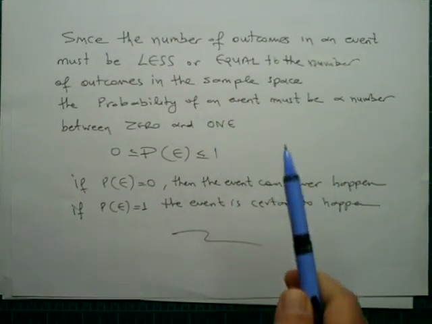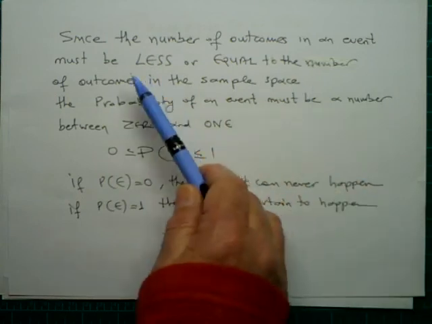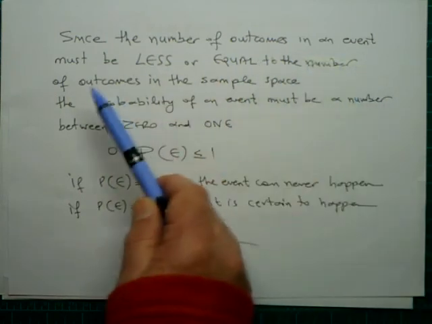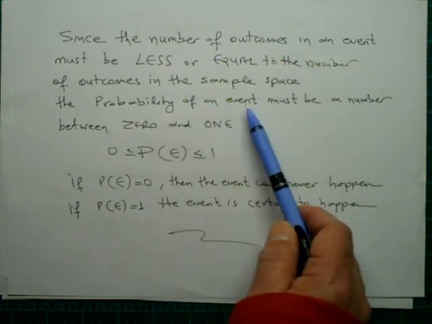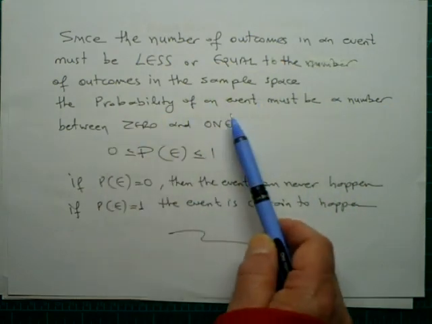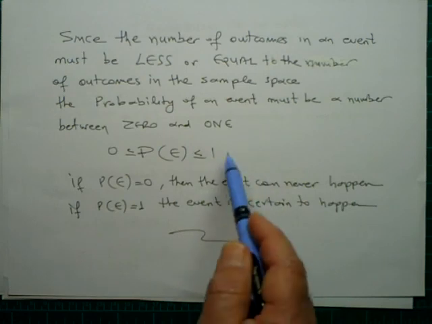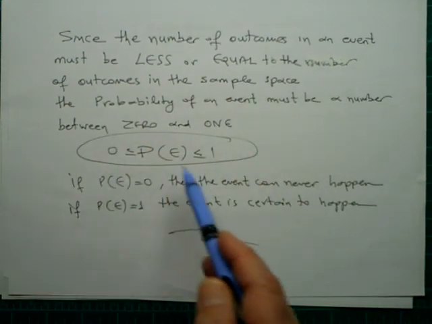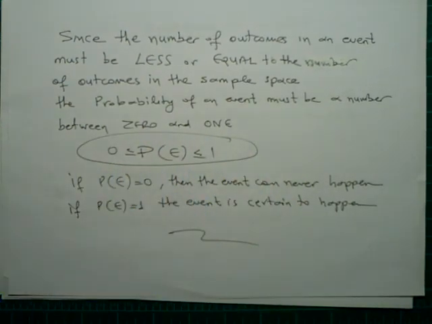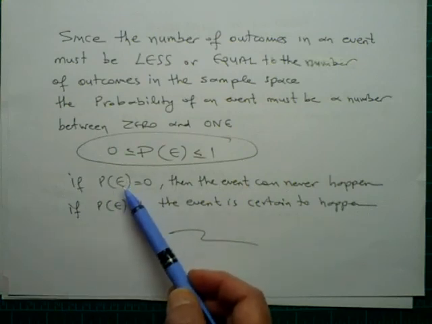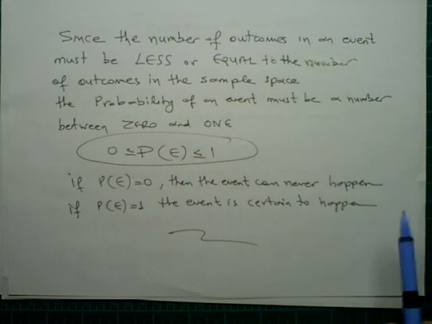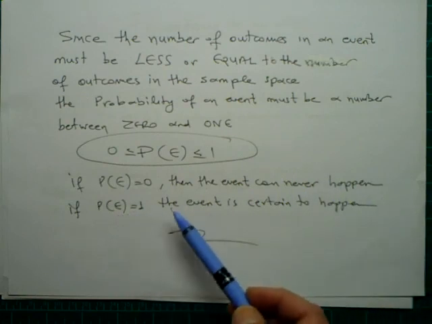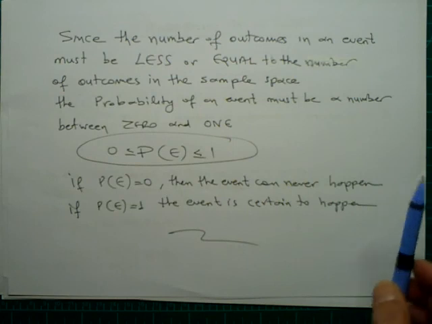Since the number of outcomes in an event must be less than or equal to the number of outcomes in the sample space, the probability of an event must be a number between 0 and 1. That is the probability, a number between 0 and 1. If the probability of E is equal to 0, then the event can never happen. And if the probability is 1, the event is certain to happen.